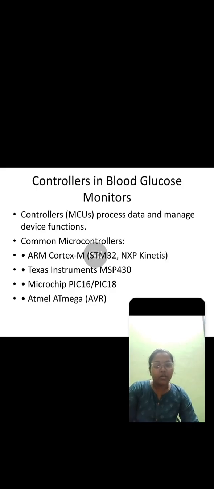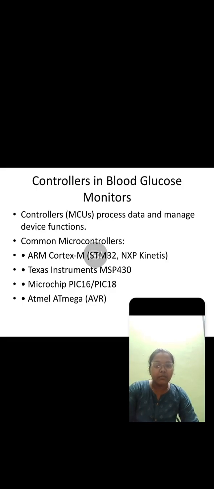Common microcontrollers used in blood glucose monitors are the ARM Cortex-M, whose version uses STM32. ARM stands for Advanced RISC Machine. It is not open source; it is a closed-source, licensed microcontroller. So we are using STM32 in most of our blood glucose monitors. Then we have Texas Instruments microchips, PIC16. PIC stands for Peripheral Interface Controller. To display our result, we use PIC16 or PIC18. The advanced models use PIC18, and PIC16 is used in the older versions.